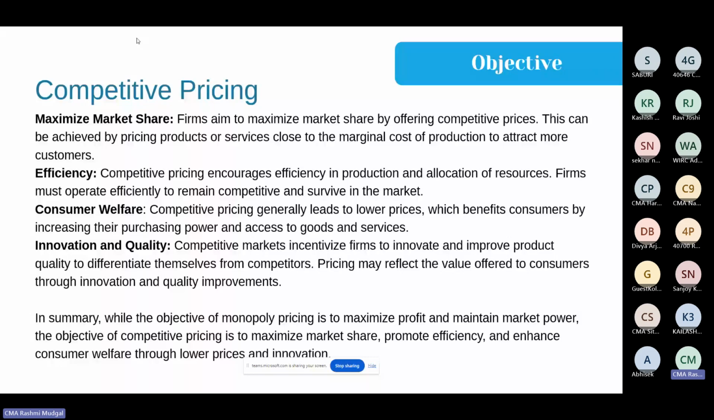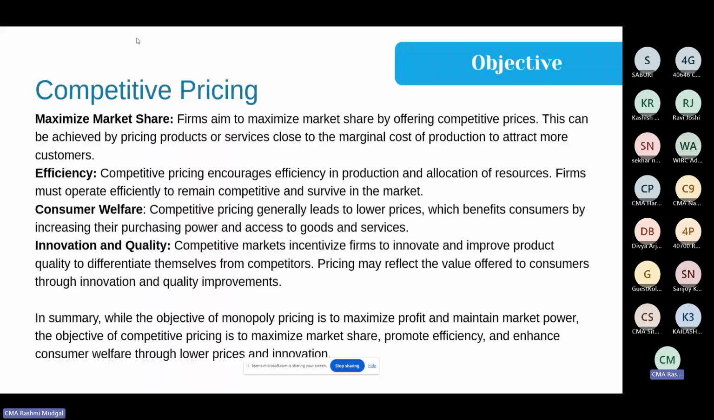Innovation and quality. Competition will always make you innovative, because the comparison is always there. The competitors in the market also make the consumer very educated. A competitive market incentivizes firms to innovate and improve product quality to differentiate themselves from the competitors. Pricing may reflect the value offered to the customer through innovation and quality improvement only.